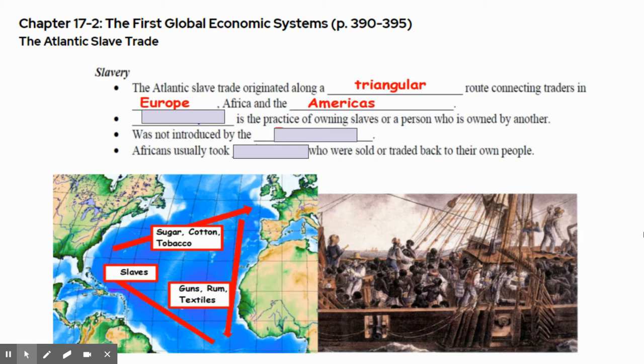And a lot of this is dealing with the trade of a handful of items. Typically, when we talk about Europeans, they are producing things like guns. They have final production of products like rum and textiles, which are like cloth or clothing, things that they are making within their nations. Africa is providing the labor source.